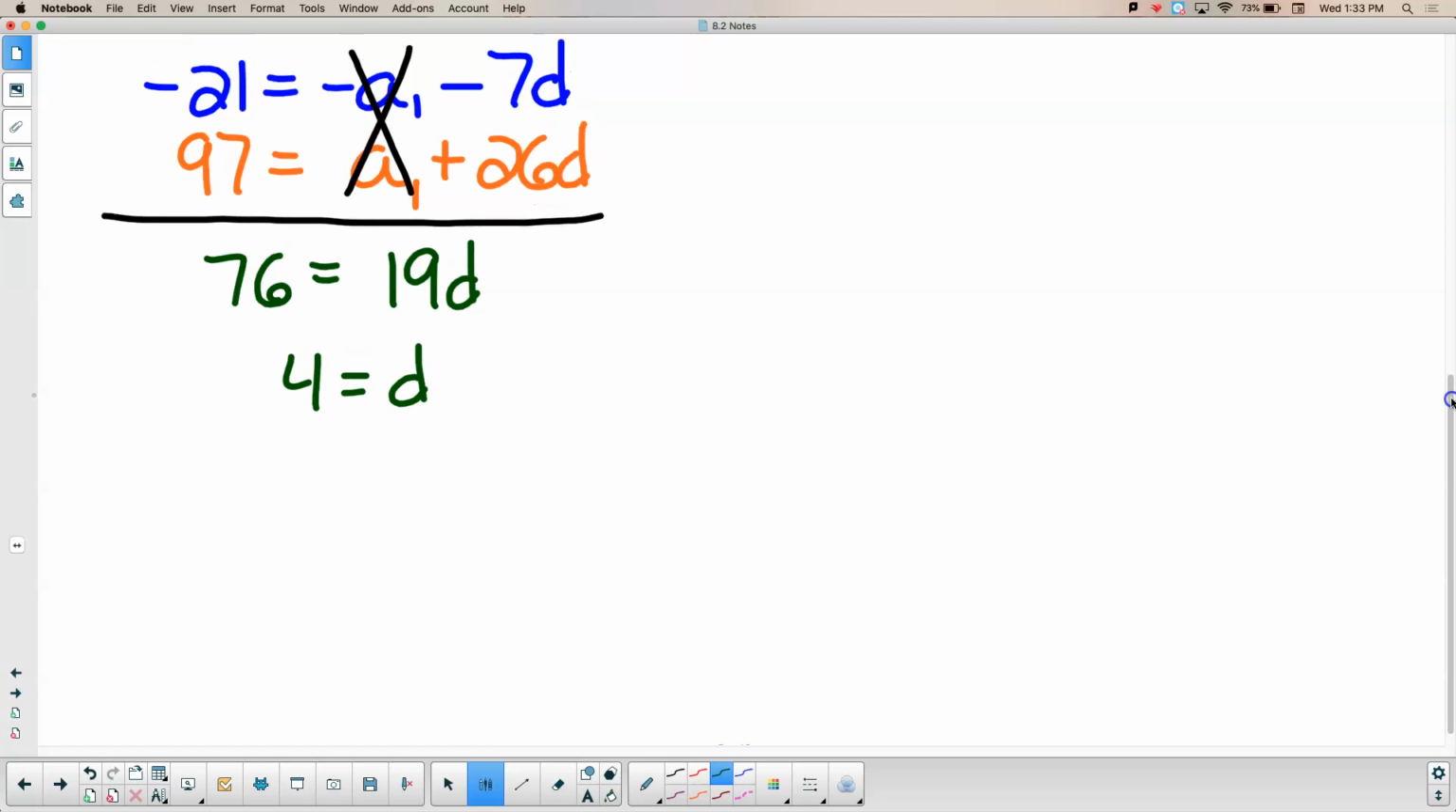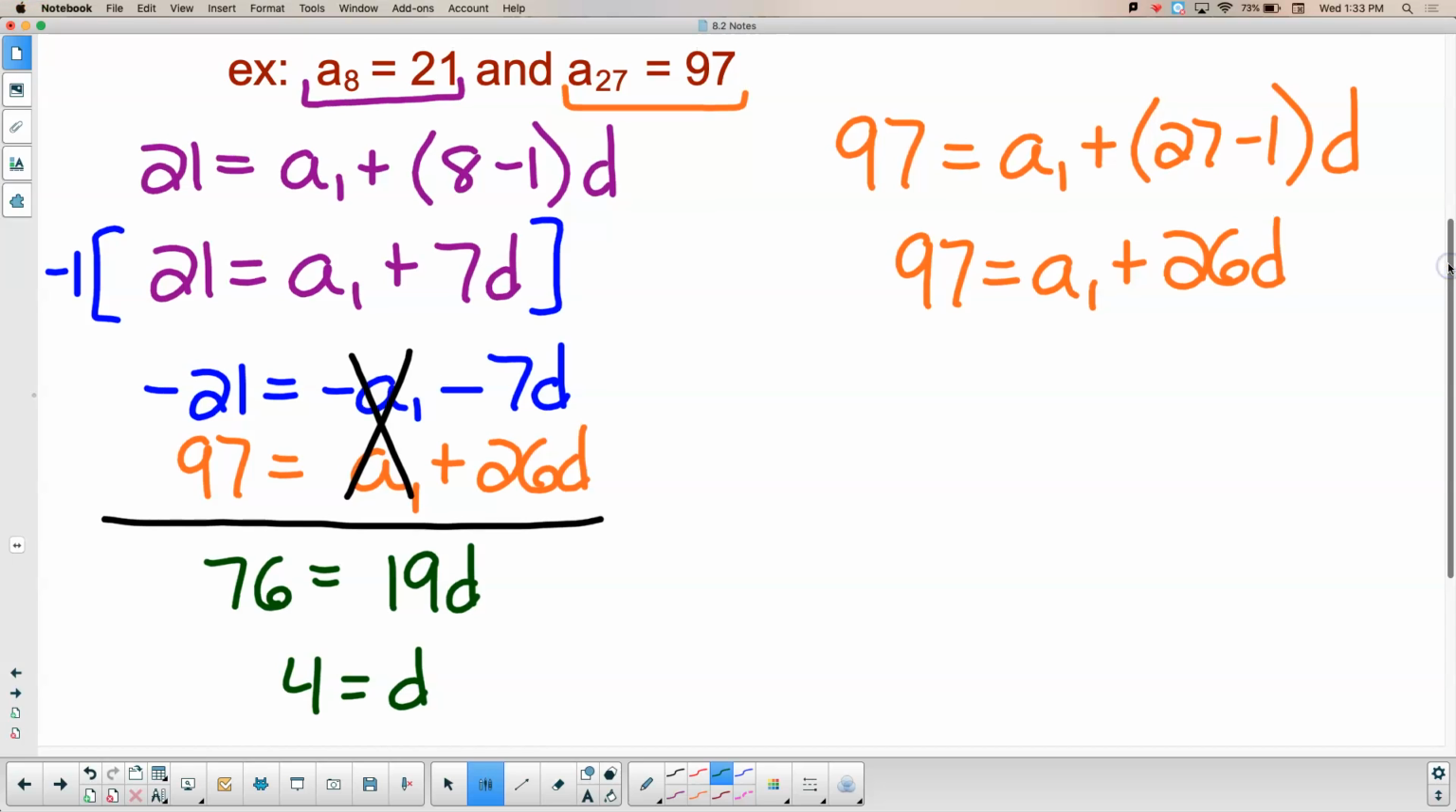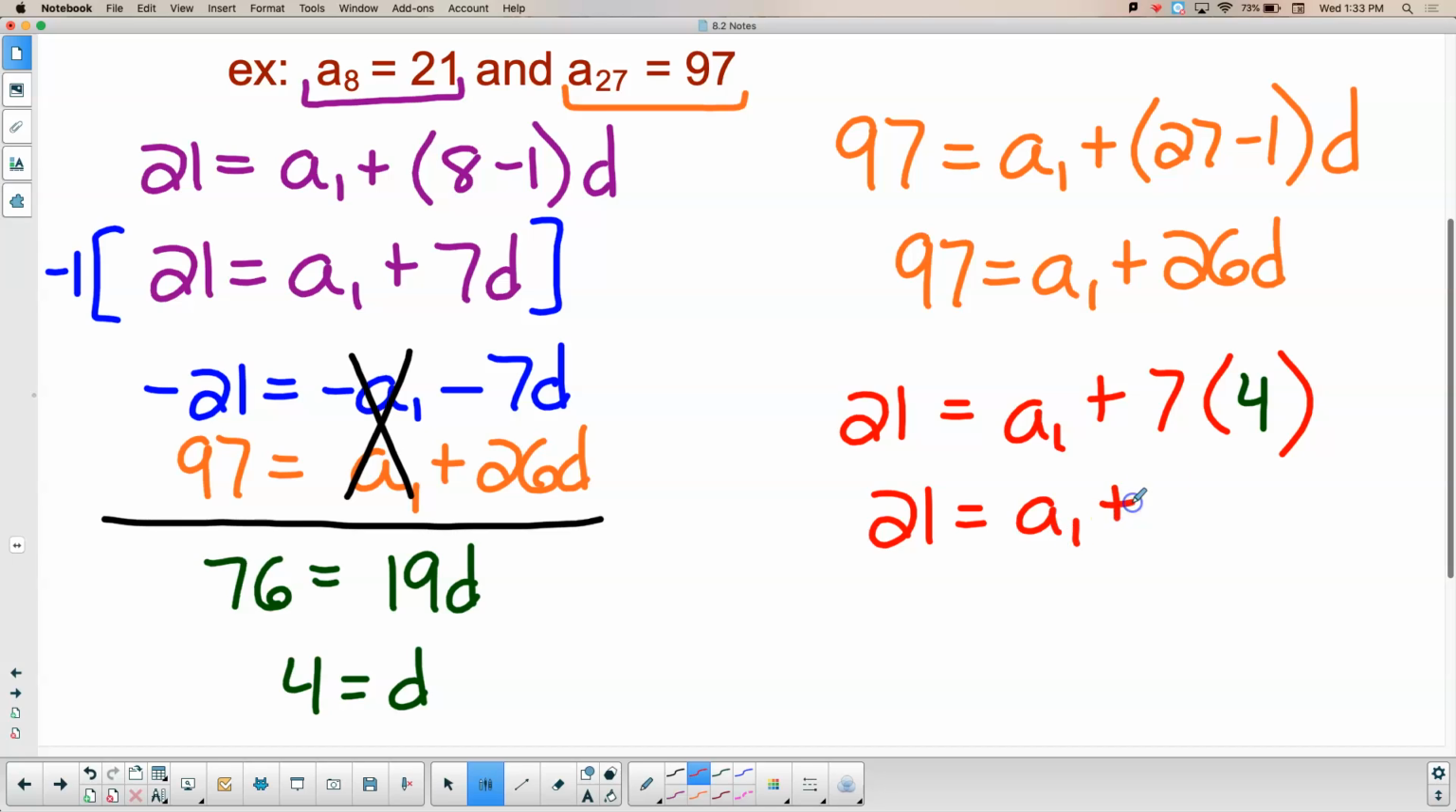Okay, so we got D, we got our common difference. Now what? Plug it in and find your a sub 1, right? Your first term? Yeah. Okay. So this is going to be 21 equals a sub 1 plus 7 times 4. 7 times 4, 28. So this is 21 equals a sub 1 plus 28.